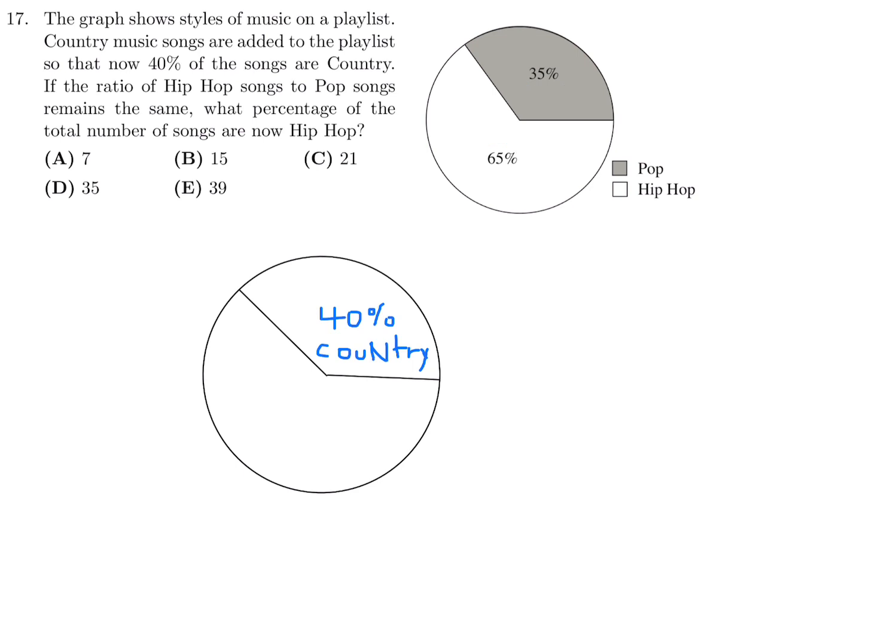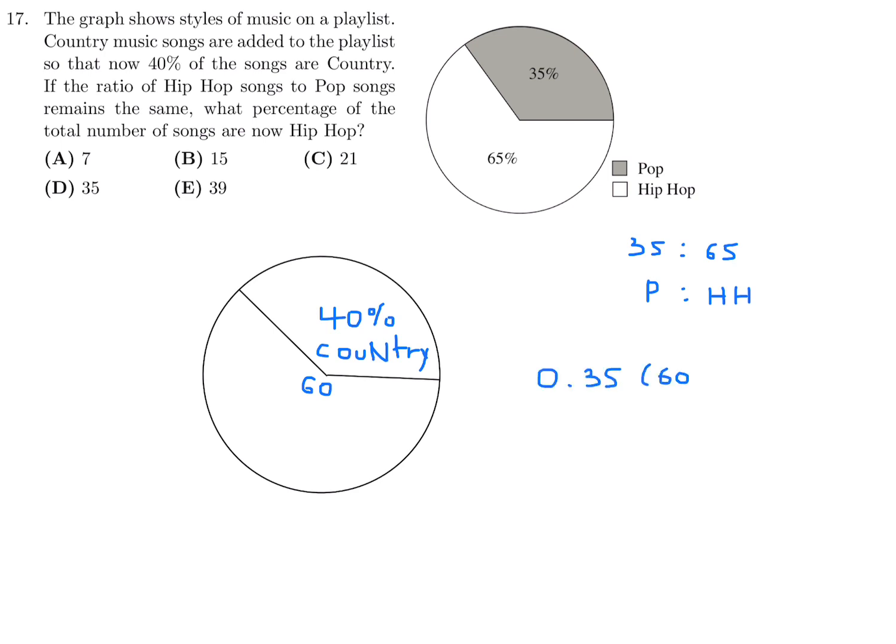So right now the ratio is 35% to 65%, correct, for pop to hip-hop. They're saying that ratio remains the same over on this side. So what is, first of all, that side? It's 60%, correct? If that's 40, this is 60. Now within the 60%, we've got to maintain this 35-65. Okay, no problem.